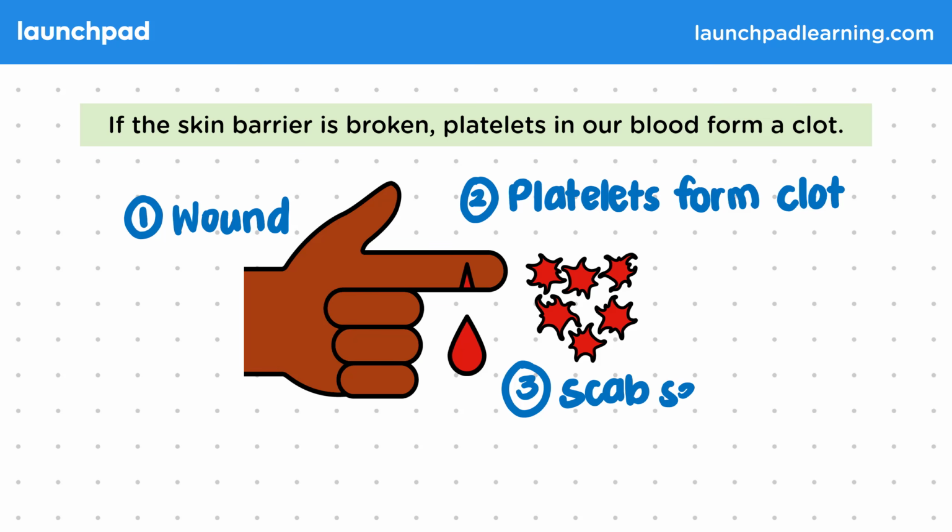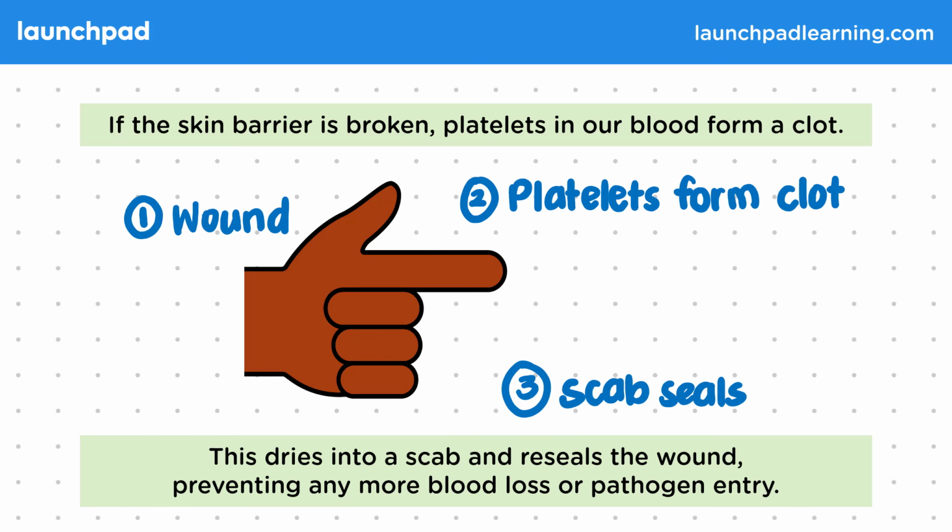Finally, a scab seals the wound. So then the clot dries into a scab and reseals the wound, preventing any more blood loss or pathogen entry. In addition to being able to describe the role of platelets, it's helpful to link this into the role of the skin as a barrier against pathogens. What about areas of the body that aren't covered by skin?